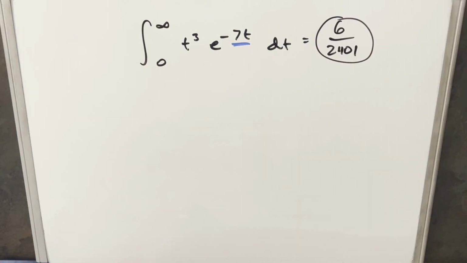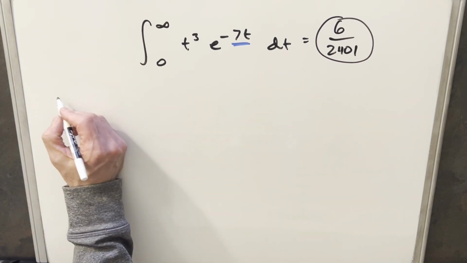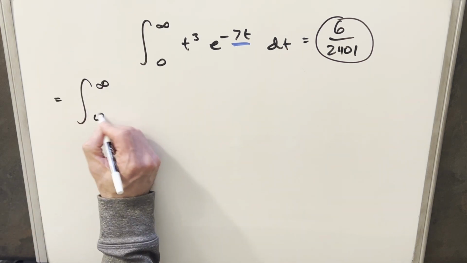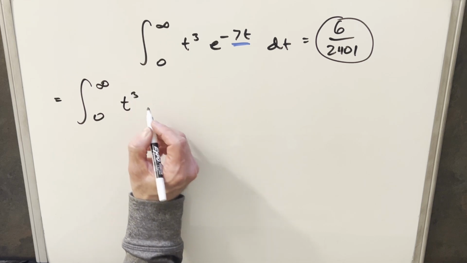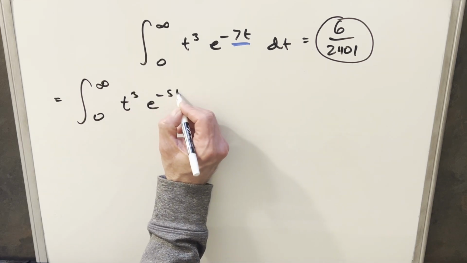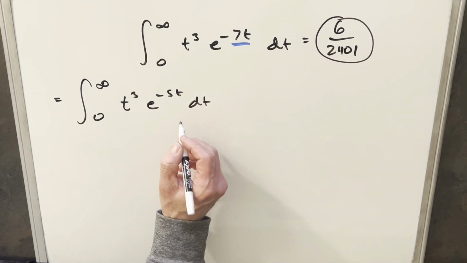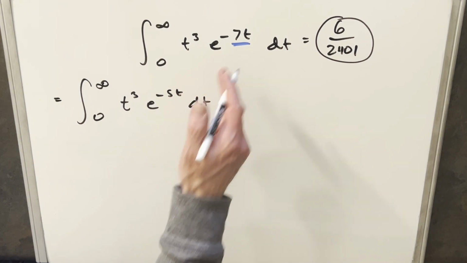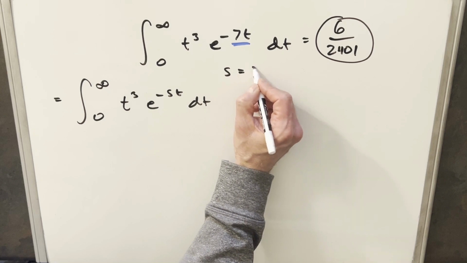Okay, now for my third and final method. Of course, what I want to do now is use the Laplace transform on this. So what I'm going to do is I'm just going to rewrite this and make a small change. So we're still going from 0 to infinity, t cubed. But I'm going to write this e to the minus 7t as e to the minus st. And what we're just going to say is, we know from this, our s value, s is going to be equal to 7.